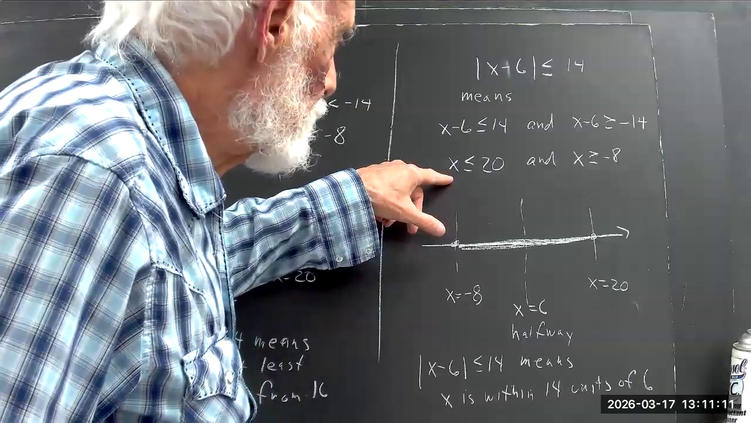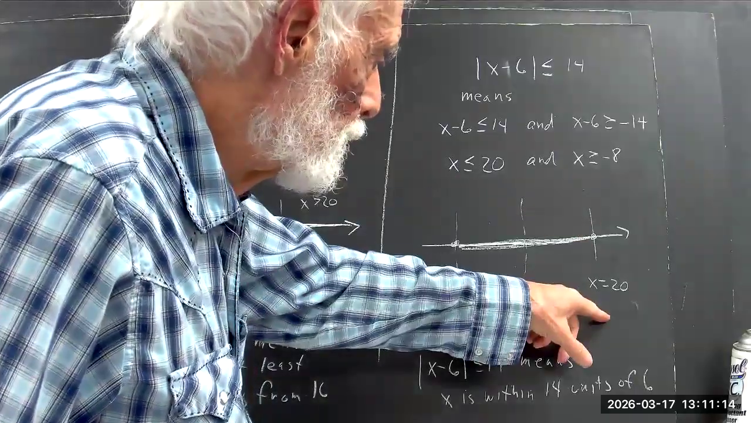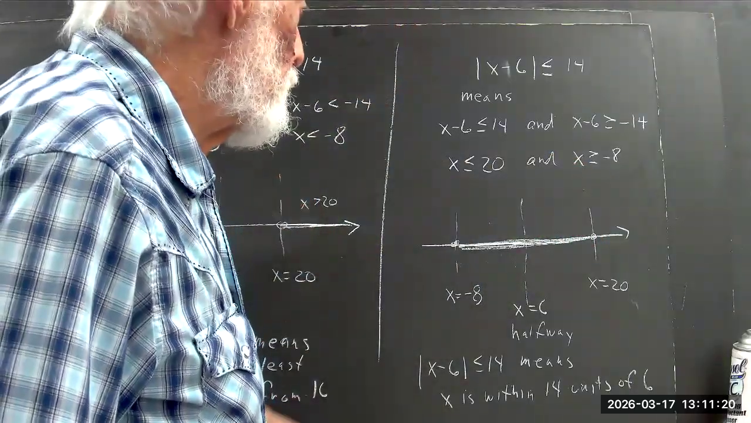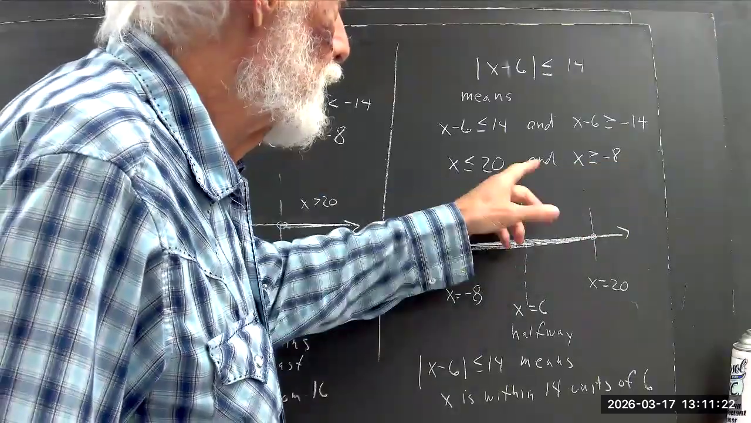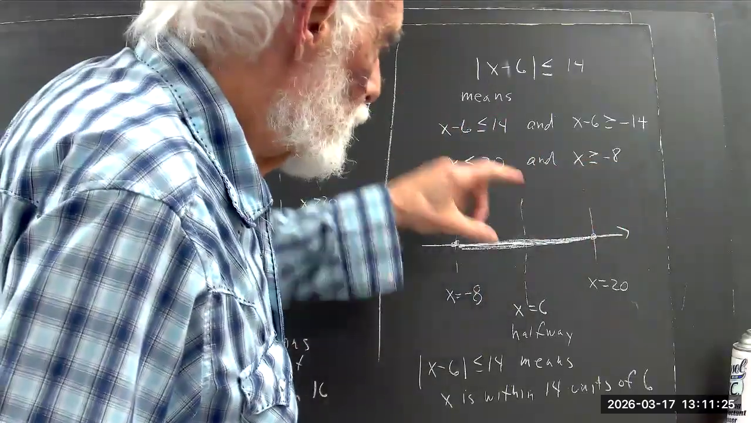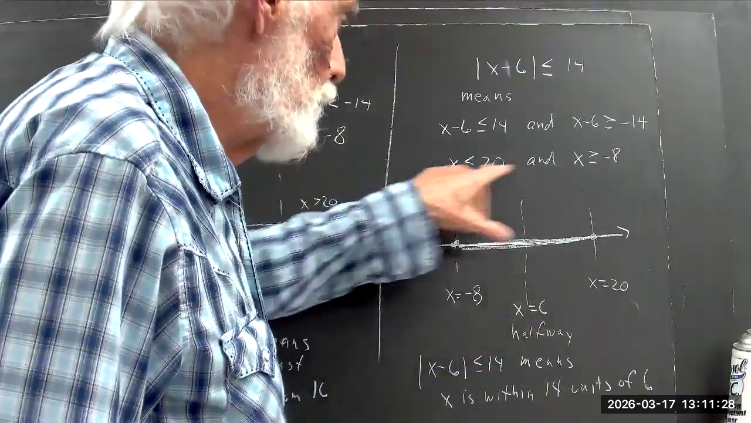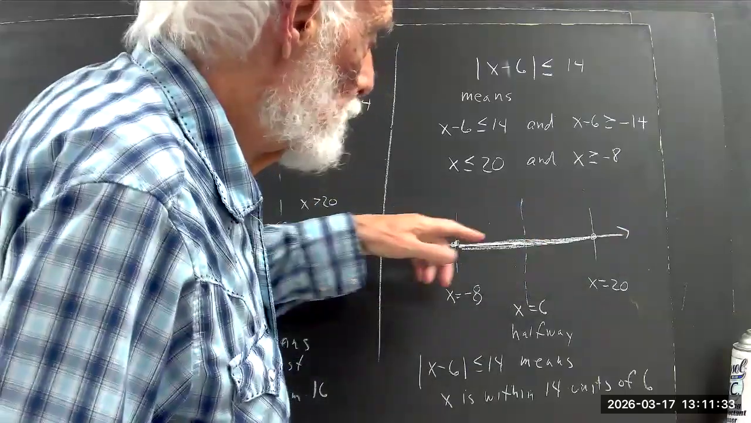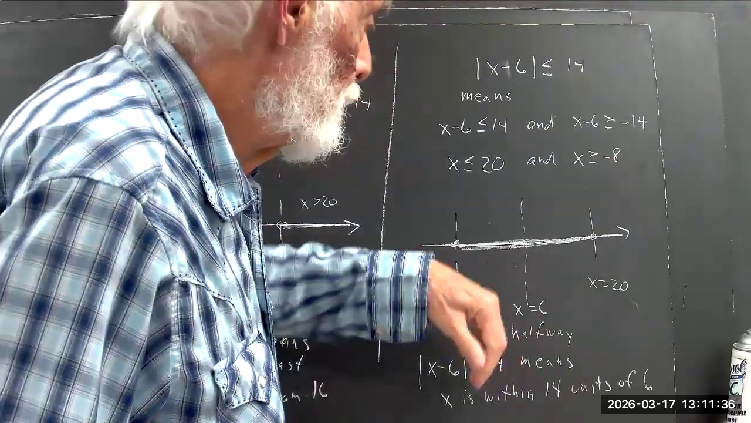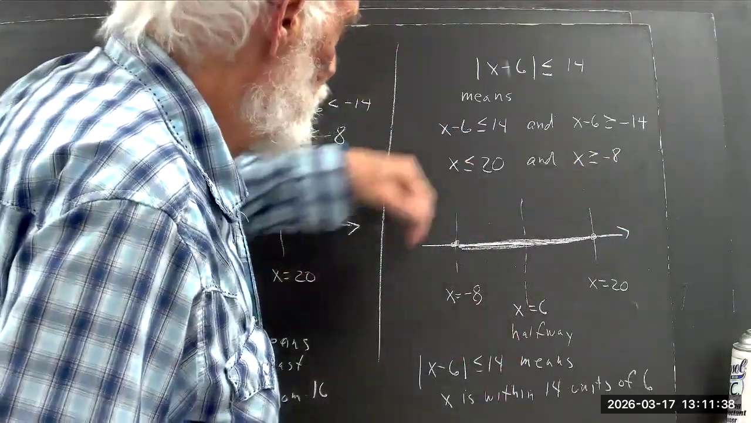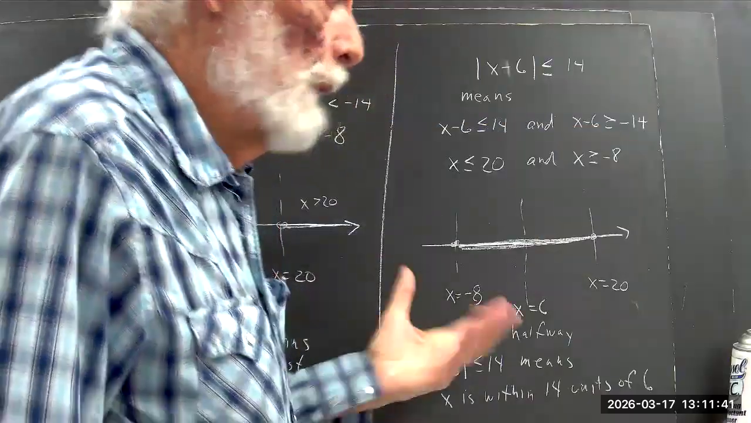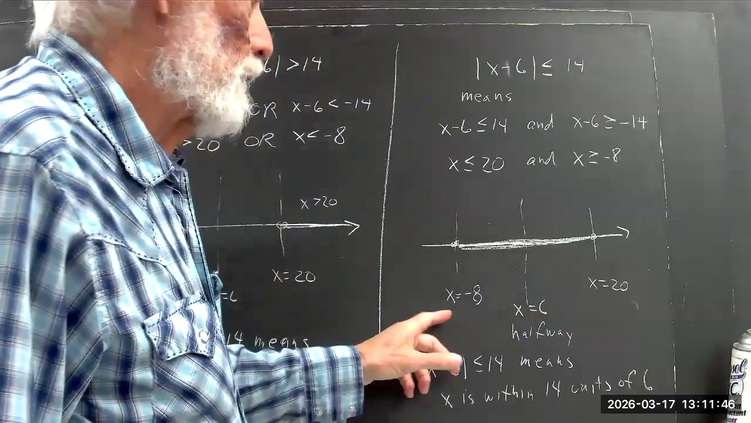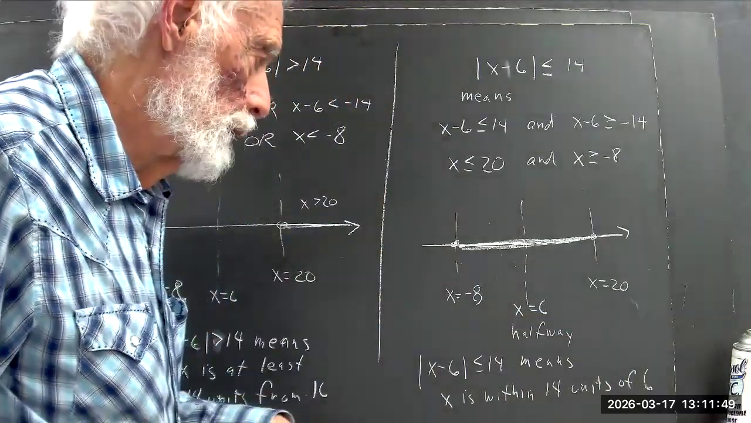So x has to be less than or equal to 20. Well, here's where x equals 20. X is less than 20, everywhere to the left of 20. Also, x is greater than or equal to negative 8. It has to be both. In order for x to be in the solution set, it has to be both this and this. So it has to be greater than or equal to negative 8, which is everything to the right of negative 8, and to the left of 20, meaning it has to be between negative 8 and 20. And that's an interval, the closed interval of negative 8 to 20, and all that stuff.